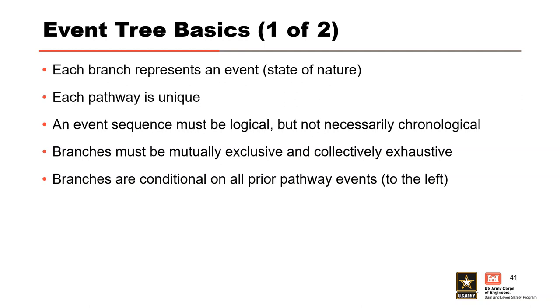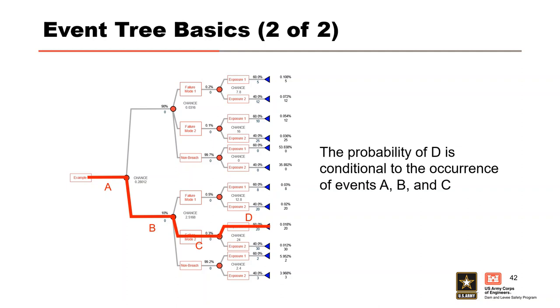Event tree branches are conditional on all prior pathway events. These are the events that are to the left in the tree, as shown on the next slide. Here, the probability of D is conditional to the occurrence of events A, B, and C.